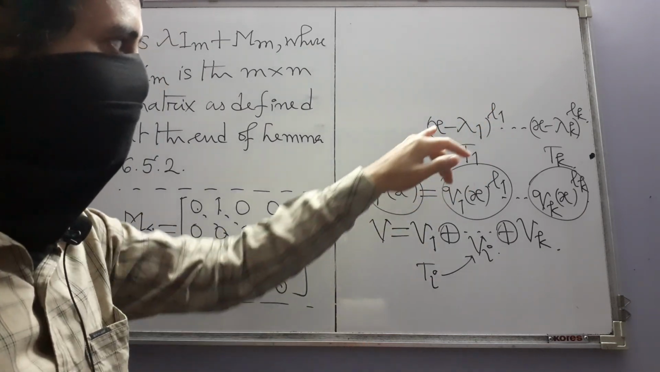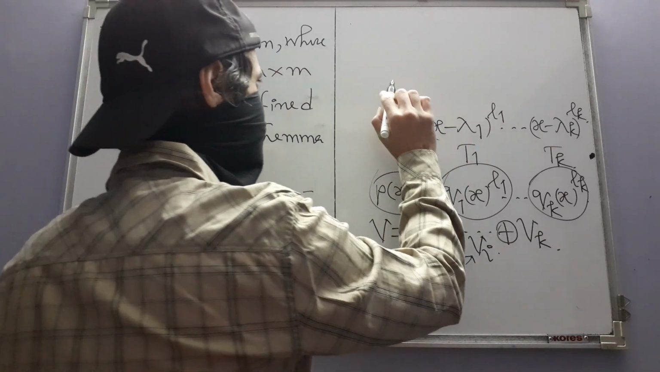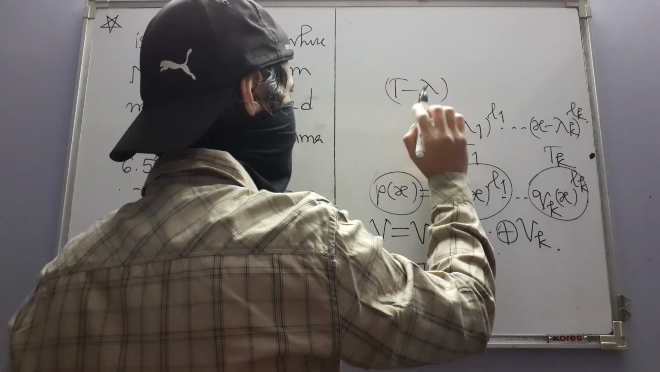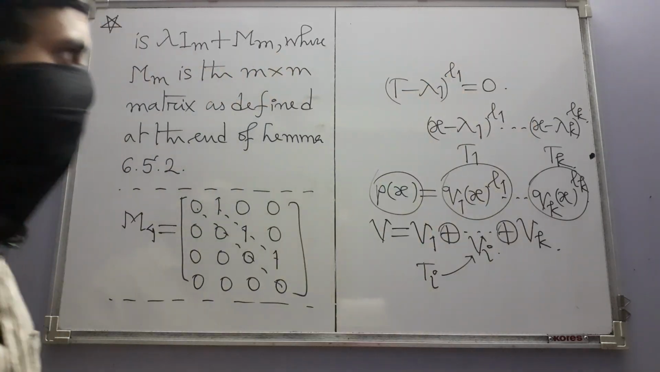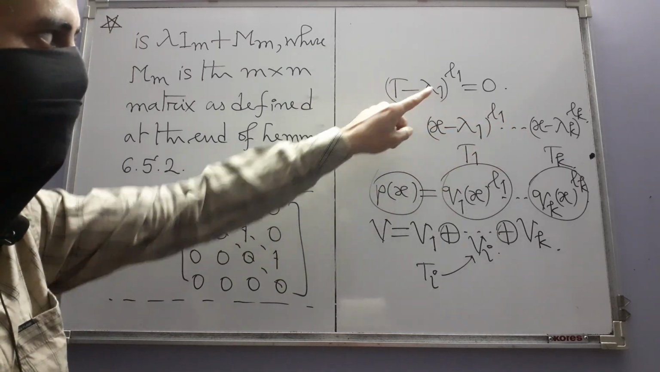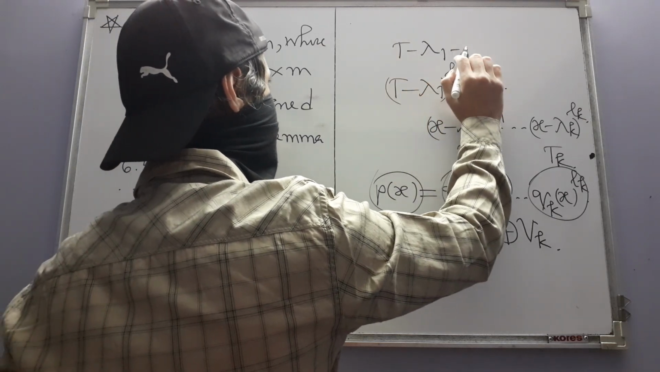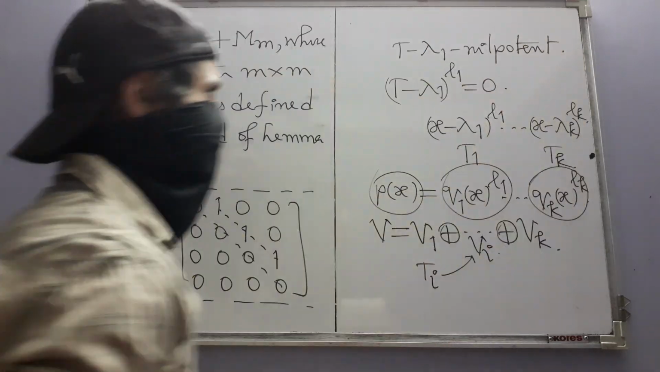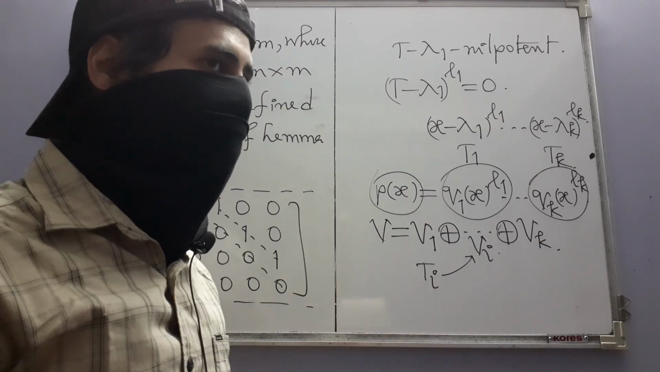Then obviously, if you replace x with T, you are going to get the 0 operator. So, you will have this. Let me just simply write it as lambda, or let me write lambda 1. You will get the 0 operator. What does this equation tell you? Because L1 is positive, this equation tells us that the operator T minus lambda 1 is nilpotent. And that's how the entire thing gets reduced to the case of a nilpotent operator.